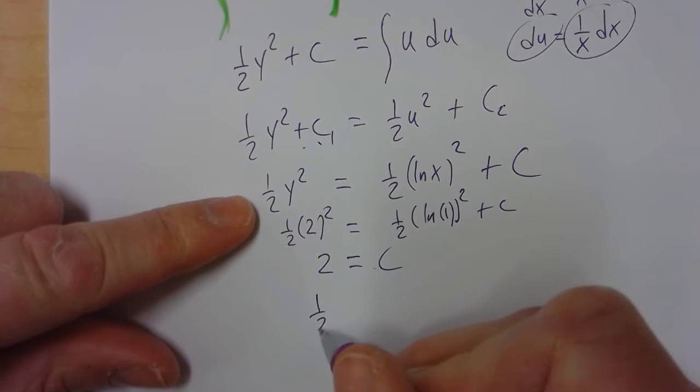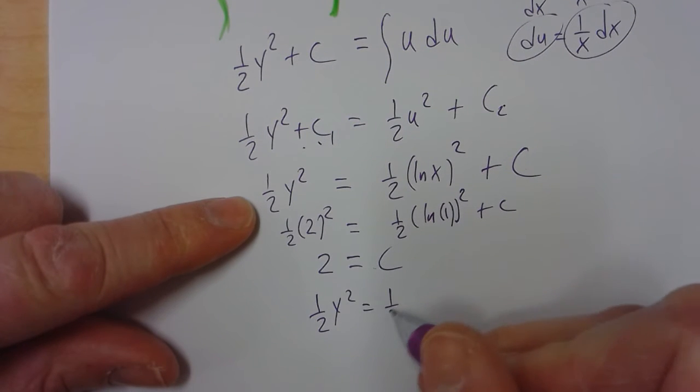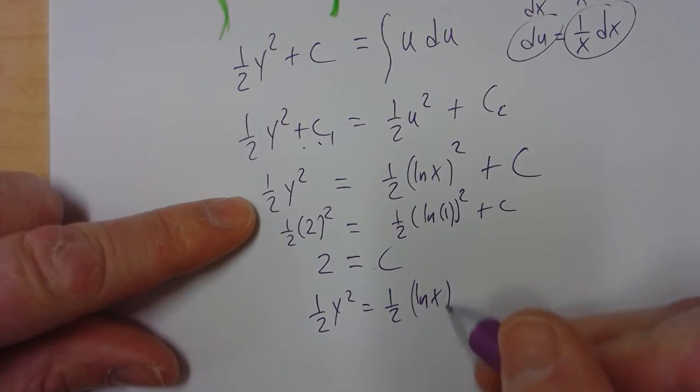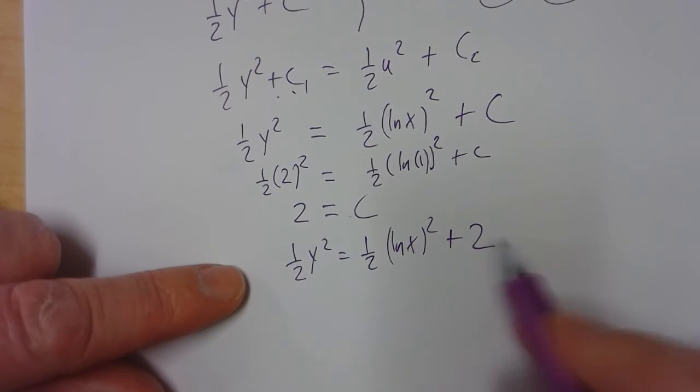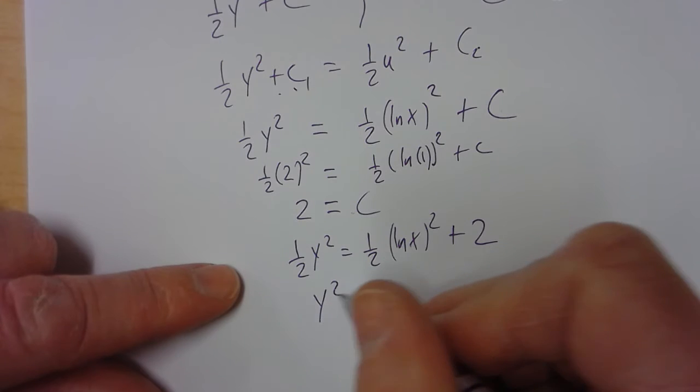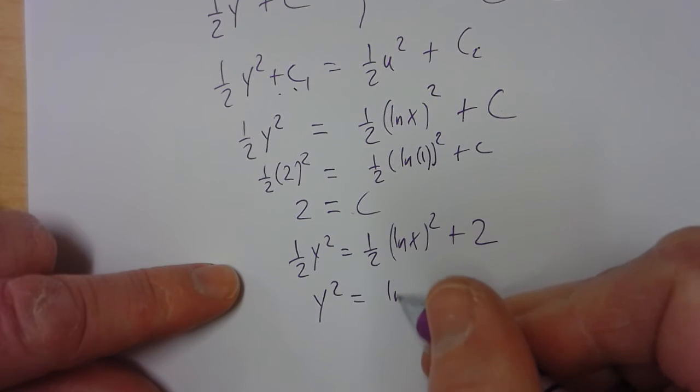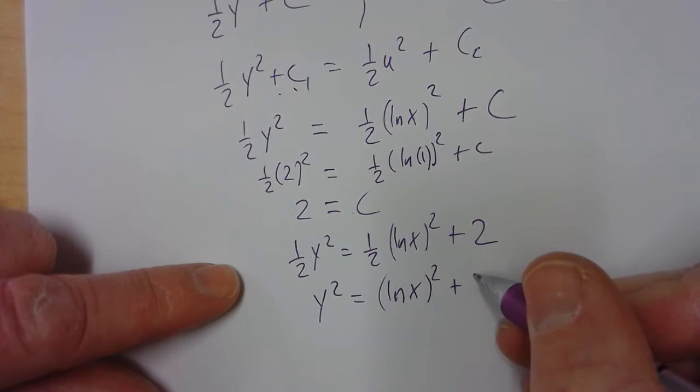So I have 1/2 y squared is equal to 1/2 natural log of x squared plus 2. Now I'm going to clear the fractions by multiplying everything by 2. So I got y squared is equal to natural log of x squared plus 4.